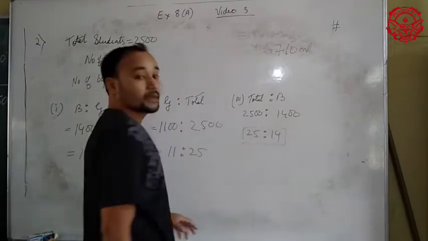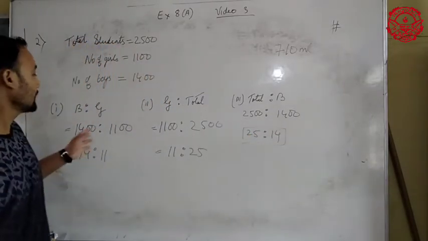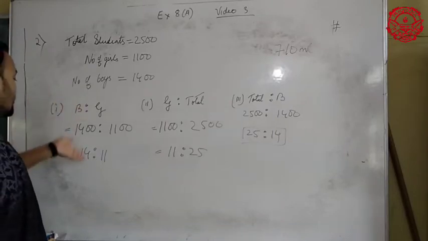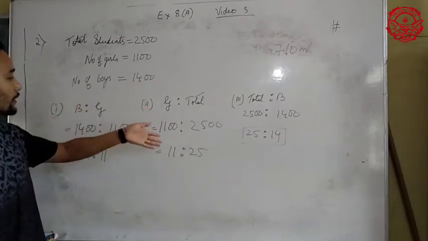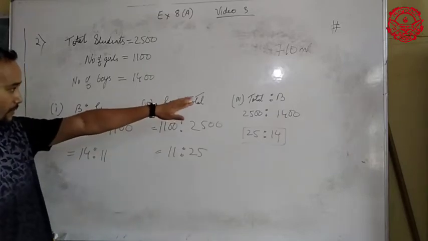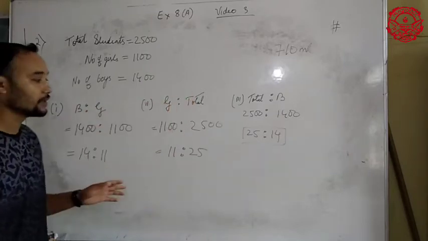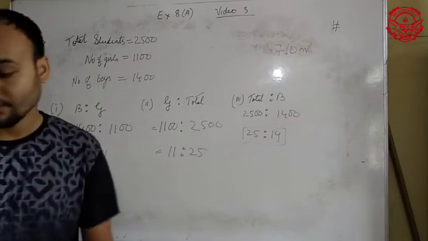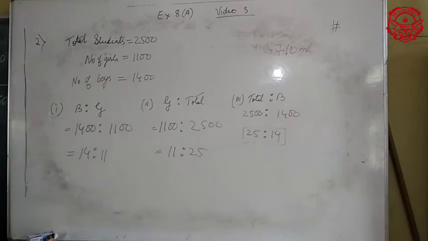These are our 3 answers. Okay, see. Now boys is to girls is 14 is to 11. Girls is to total is 11 is to 25. Total number of students is to boys is 25 is to 14. Fine. Yes.